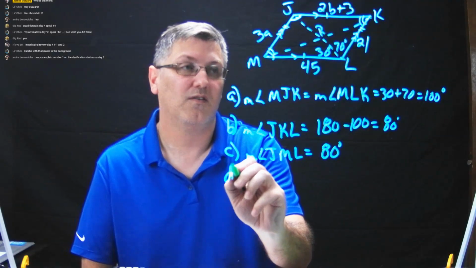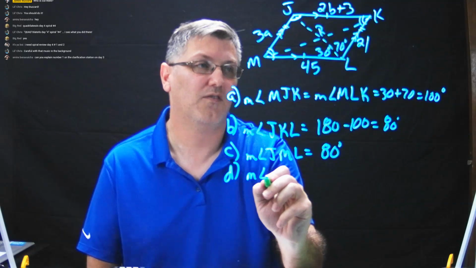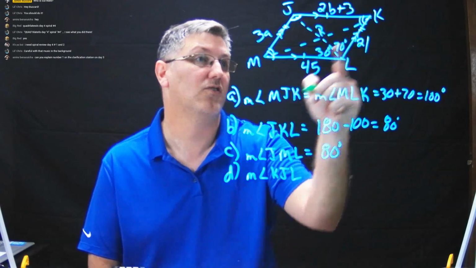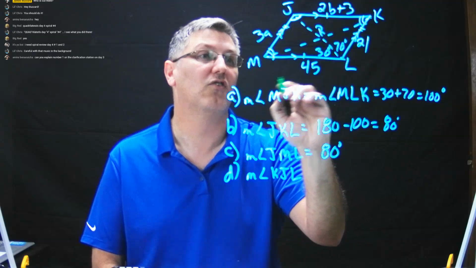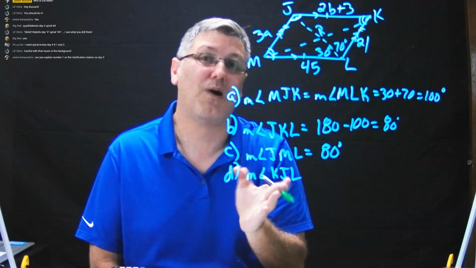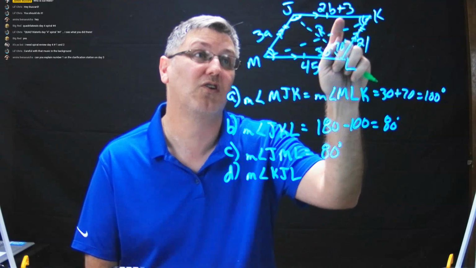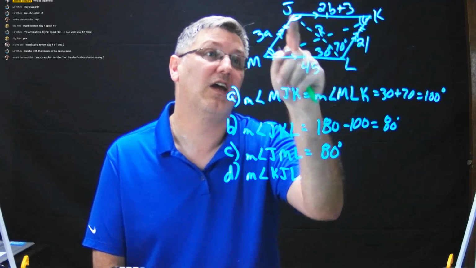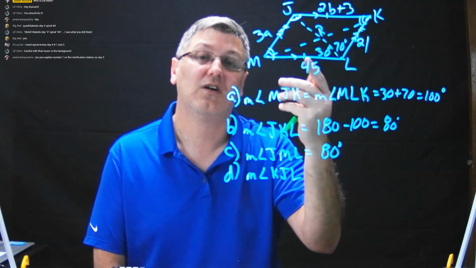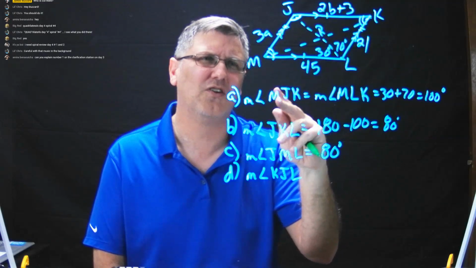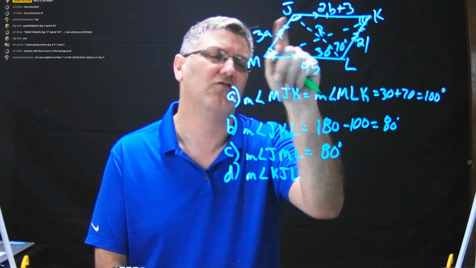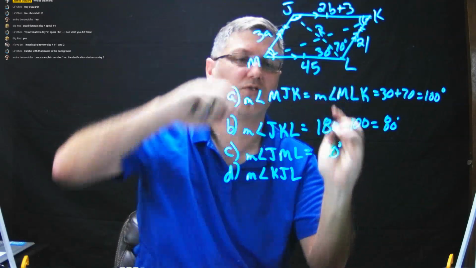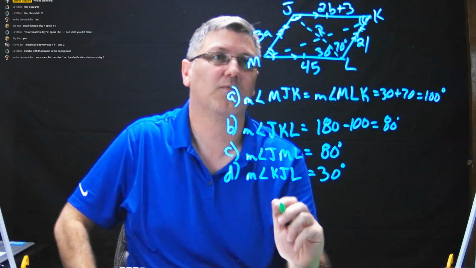All right, D says the measure of angle KJL. Here's where it gets a little confusing. There's not really a property of a parallelogram for this, but if you look, you have two parallel lines being cut by a transversal. We did this last semester. JKL is actually alternate interior angles with MLJ, which is 30 degrees. So this one is going to be the same angle because they're alternate interior angles. So this is nothing more than 30 degrees.